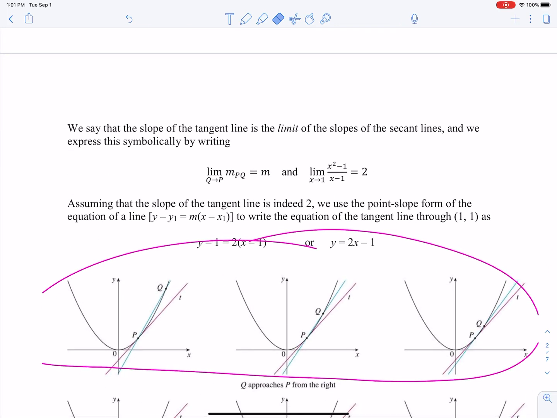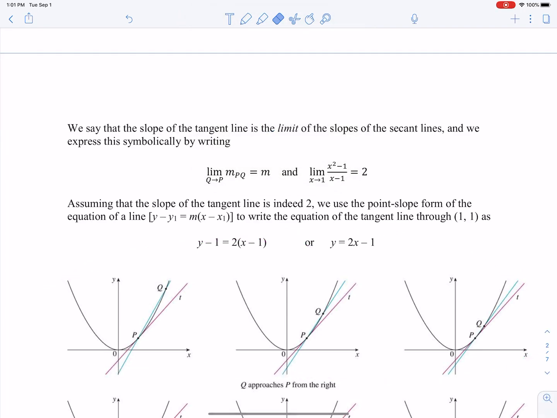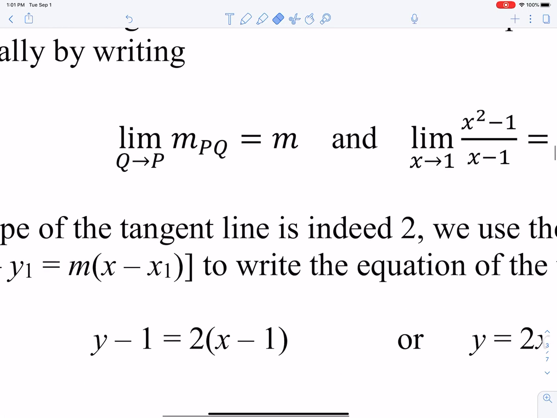So we say that the slope of the tangent line is the limit of the slopes of the secant lines. In other words, like I was saying, the difference no longer matters. We express this symbolically by writing right here. So this is important stuff.